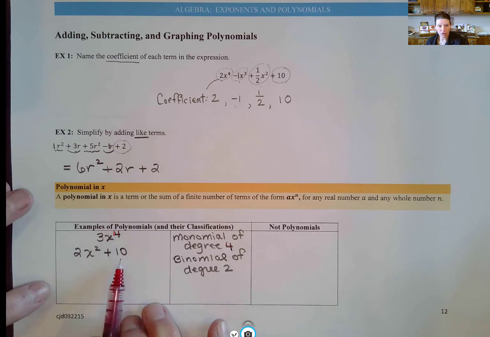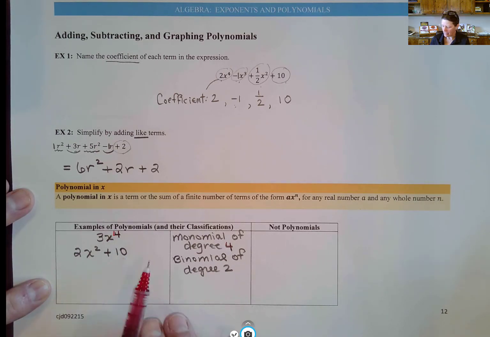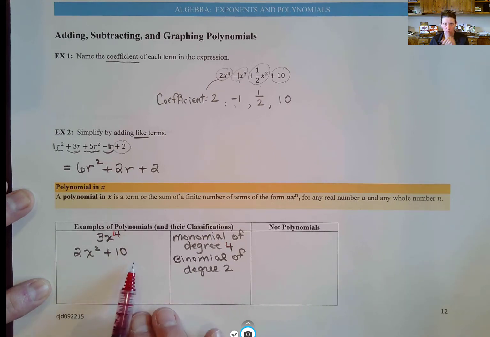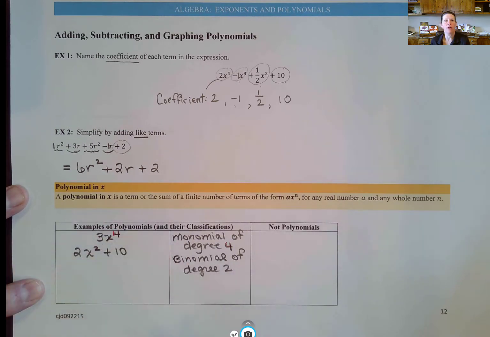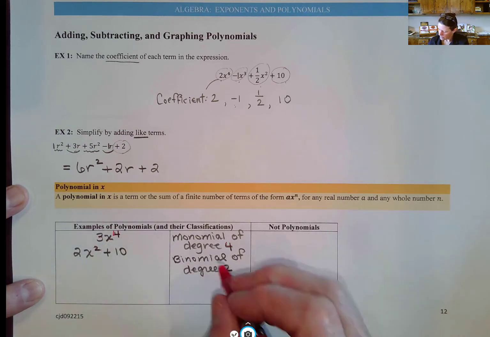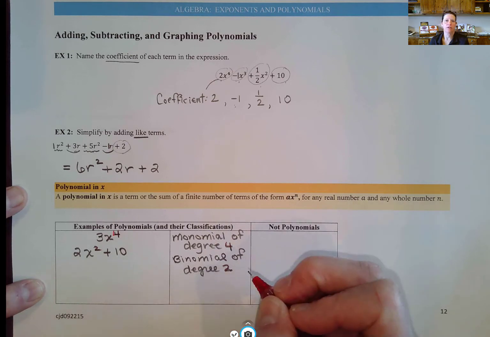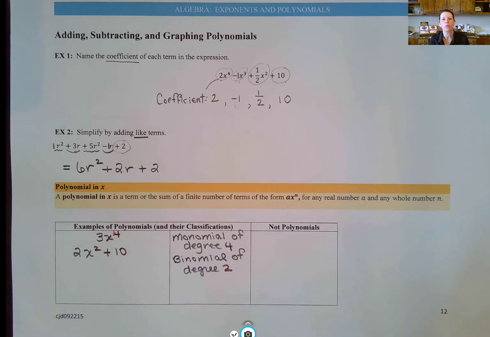We say that this term with the 10 only is of degree 0. We could write it as 10 times x to the 0 power. X to the 0 is 1, okay? And we've also got a term up front, 2x squared. And anytime we're talking about the degree of a polynomial, we look at each term and we find the term with the highest degree, and we describe that as the degree of the entire polynomial.